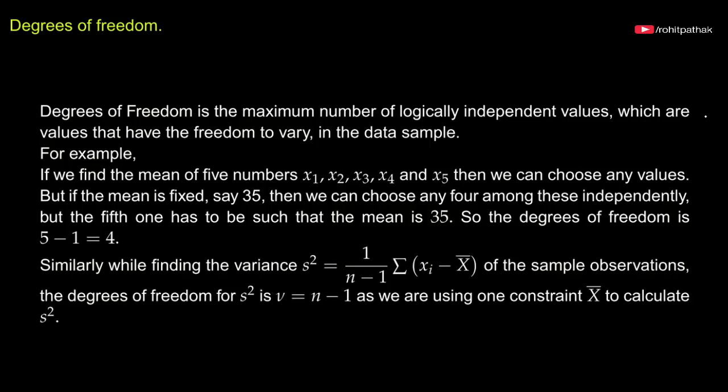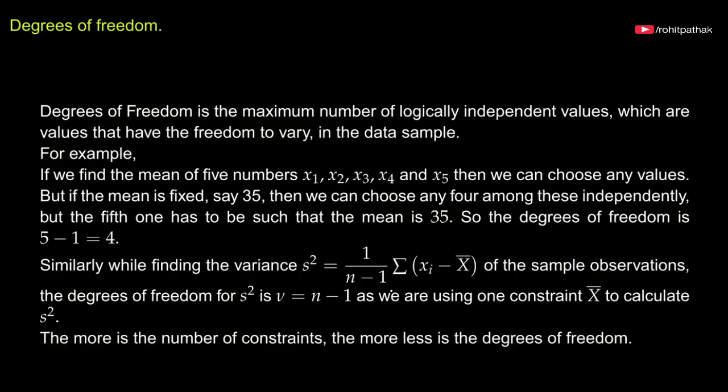Similarly, if we want to find the variance of the distribution, we see that variance depends on the mean. So here we use one restriction to find the variance. Therefore, the degrees of freedom for s square will become n minus 1. So this is how we calculate degrees of freedom. The more the number of constraints, the less is the degrees of freedom.